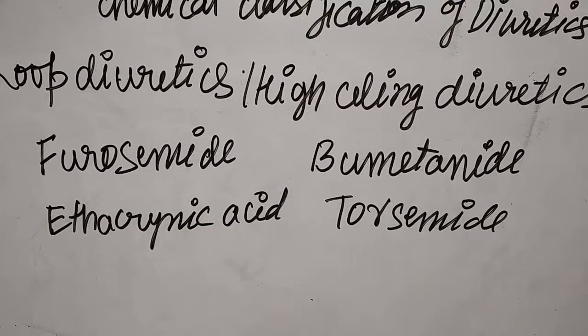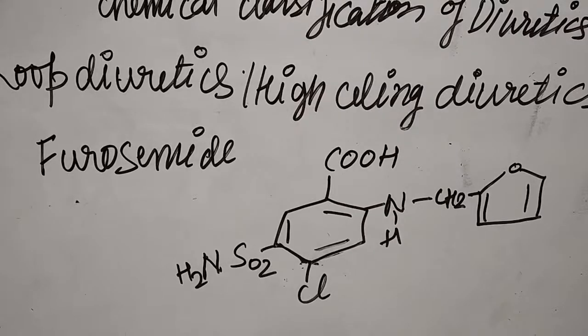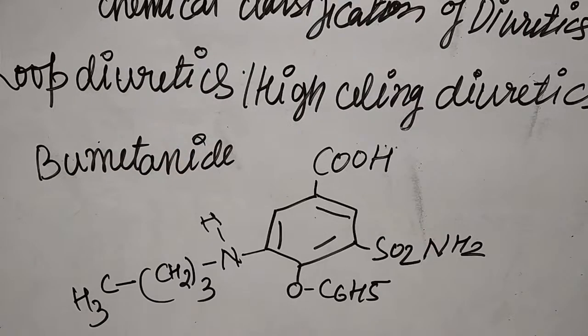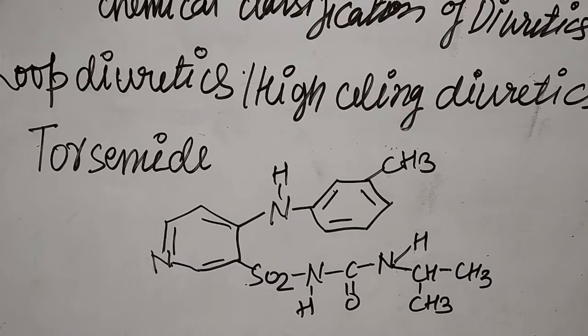So first we will write the structure of furosemide. So this is the structure of furosemide. Next structure is for bumetanide. So this is the structure of bumetanide. So this is the structure of torsemide. These are the examples that come under loop diuretics or high ceiling diuretics.